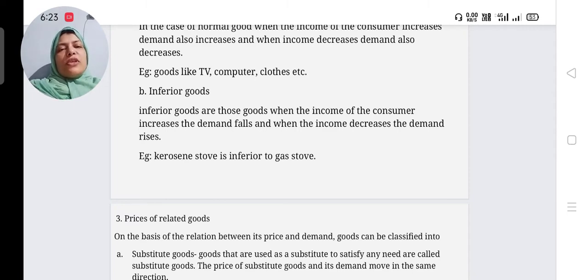For example, if we have more income, we use a gas stove, or we purchase gold. But if we have less money, we will use a kerosene stove or normal stove, then silver, etc. So, in the case of inferior goods, when our income increases, we will purchase luxurious items. When our income decreases, our demand will increase for low quality items.